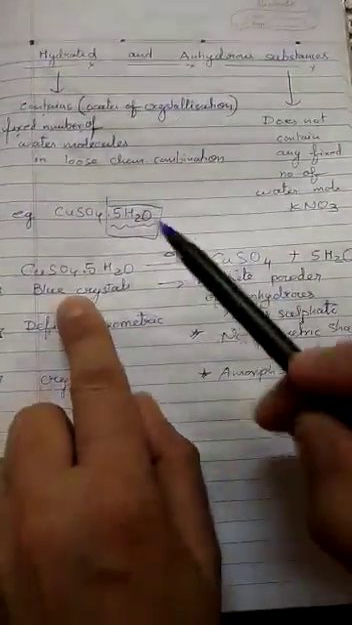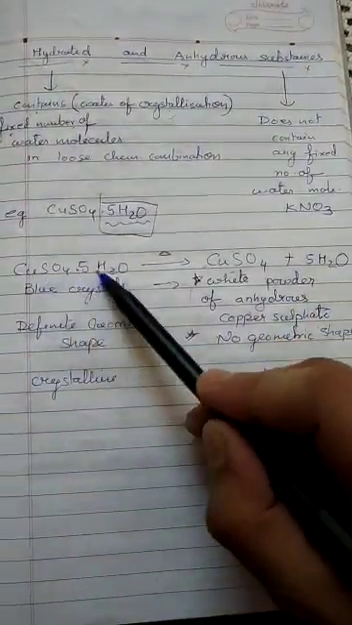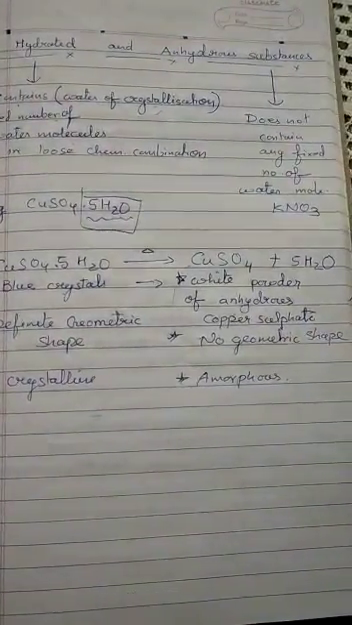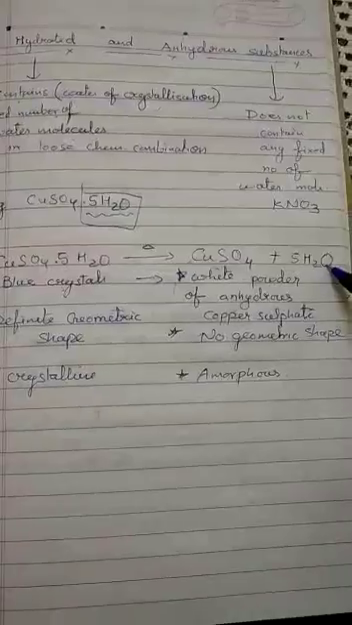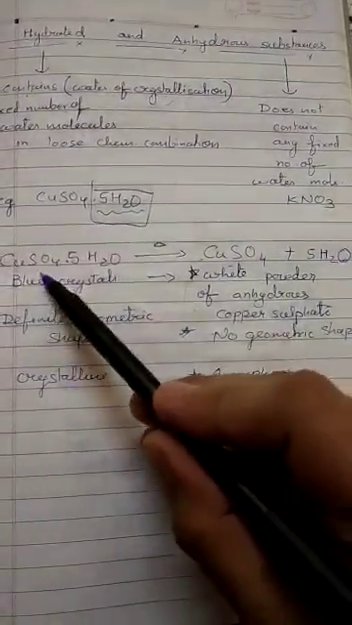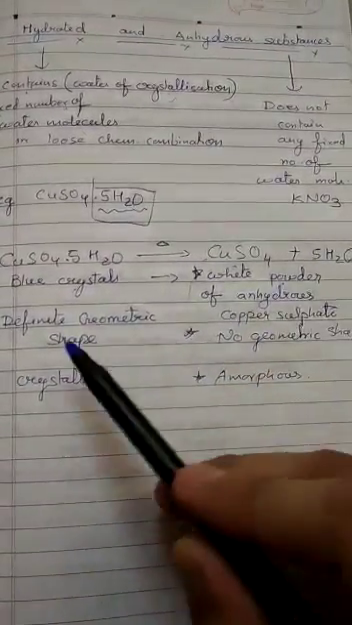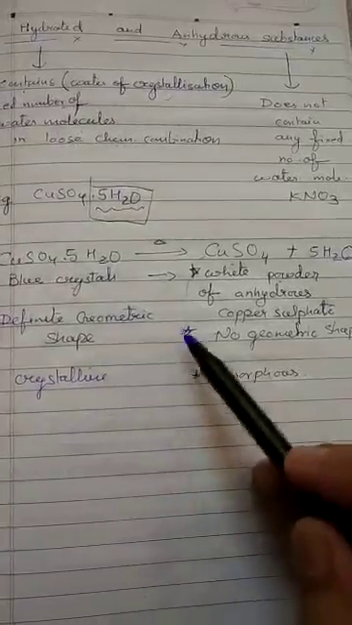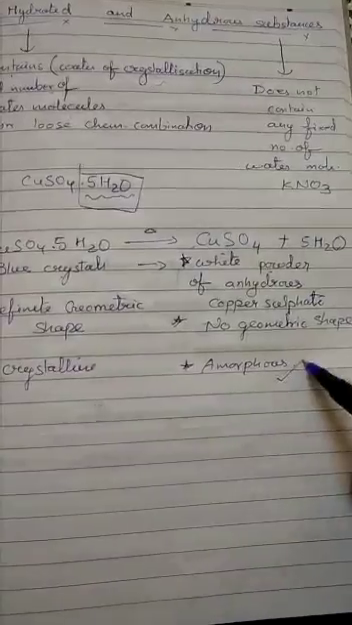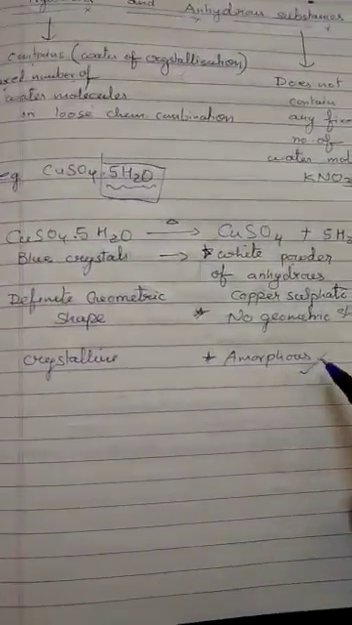Now what will be the effect of heat when we heat hydrated copper sulfate? This water of crystallization will evaporate. This was responsible for the color of the crystal and for the definite geometrical shape. So when we heat hydrated copper sulfate, the blue crystal will change into white powder and the definite geometrical shape will be lost. So here the crystal will lose its geometrical shape and it is called an amorphous solid.